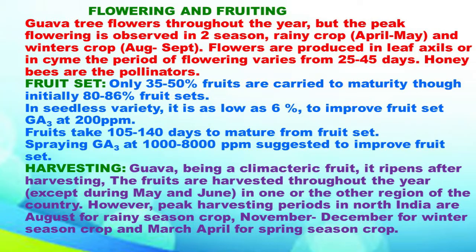The fruits are harvested throughout the year except during May and June, in one or the other region of the country. However, the peak harvesting periods in North India are August for the rainy season crop, November to December for the winter season crop, and March to April for the spring season crop.